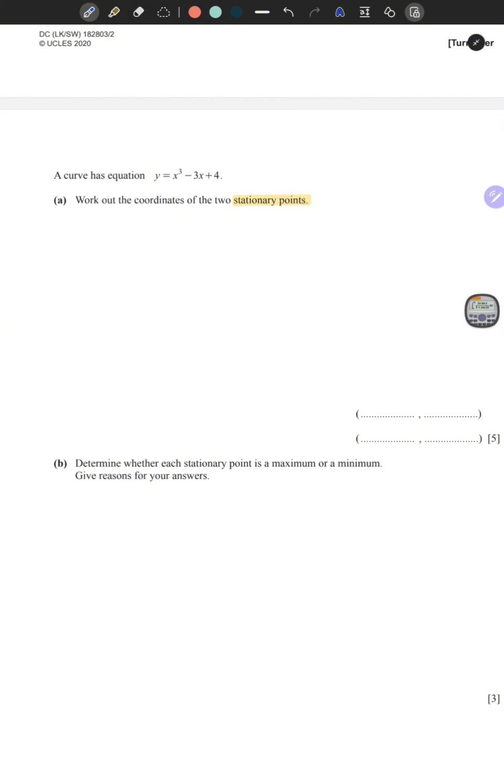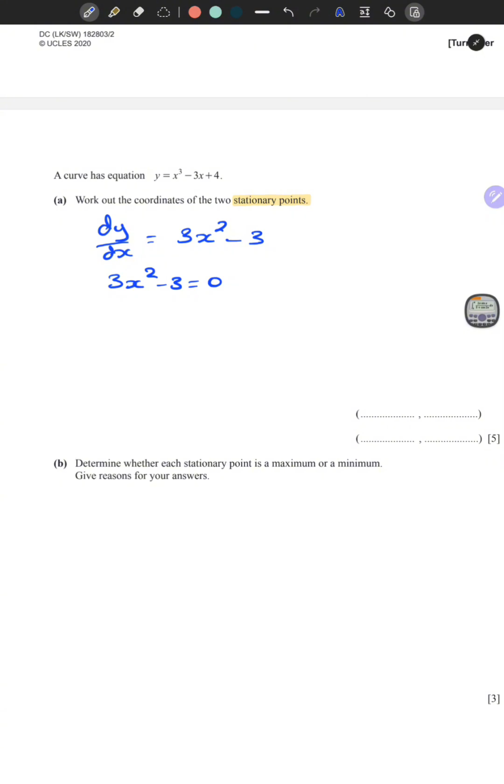To find dy by dx, I will take the 3, which is the power, multiplied by the x and subtract 1 from the power. It will be 3x, and then subtract 1 will be 2, minus 3. This is the gradient of the equation. Alright, equate this to 0. 3x squared minus 3 equals 0. We need to solve this to find the value of x.